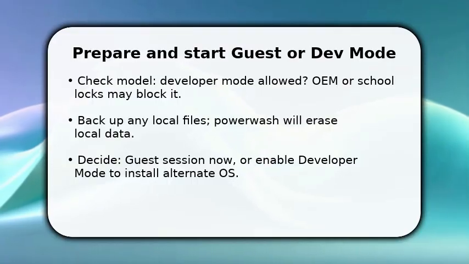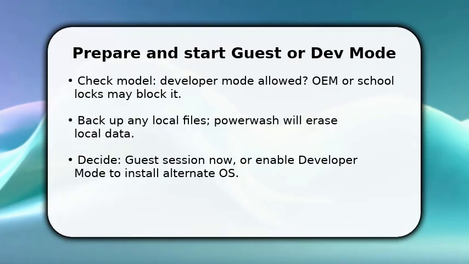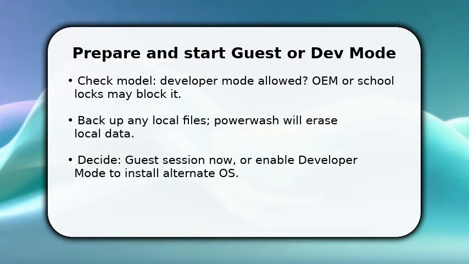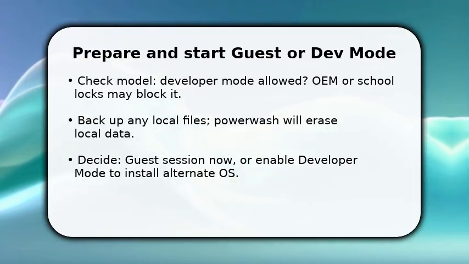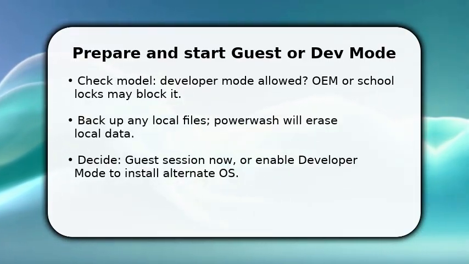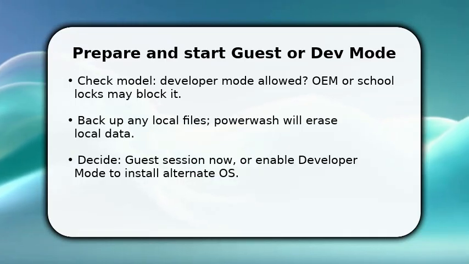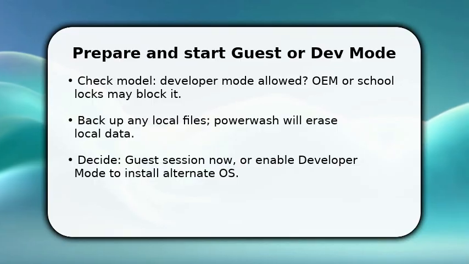You'll begin by choosing the low-friction path, guest mode now, or developer mode for offline ownership. First, confirm your Chromebook isn't enterprise or school-enrolled because those blocks prevent developer mode. Once confirmed, back up any files because enabling developer mode triggers a power wash.